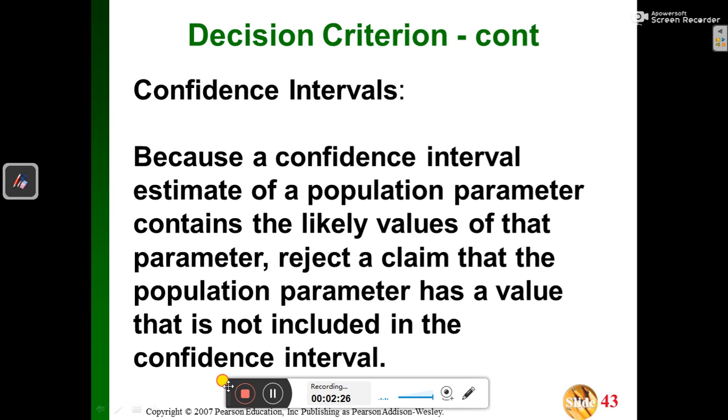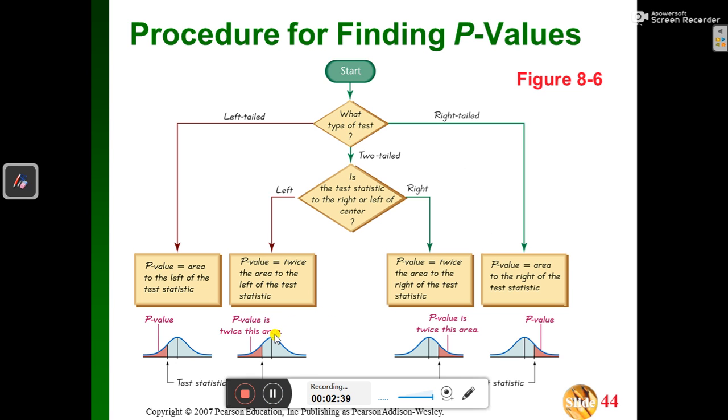Again, what is a confidence interval? A confidence interval is an estimate of a population parameter that contains the likely values of the parameter, and we reject a claim that the population parameter has a value that is not included in the confidence interval. Well, let's see through an example.